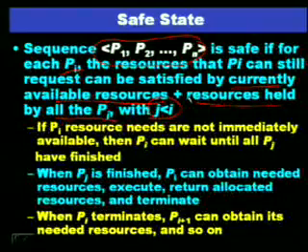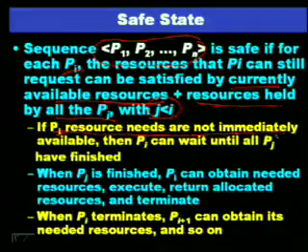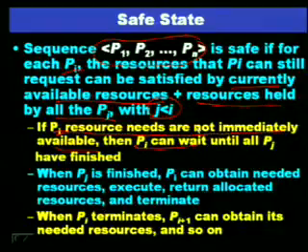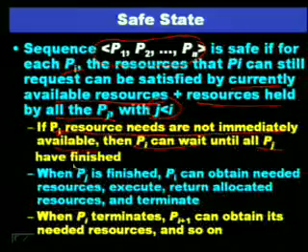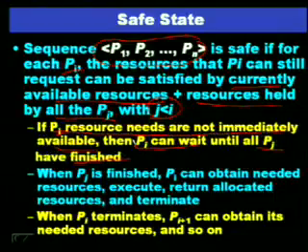Now, what does it mean? If P i's resource needs are not immediately available, then my process P i will be waiting. Meaning thereby that whichever process is next in the sequence will have to wait till all the P j's have finished their execution. Once P j is finished, then P i can have all the resources which are required. Then once P i terminates, maybe then P i plus 1 can start its processing.